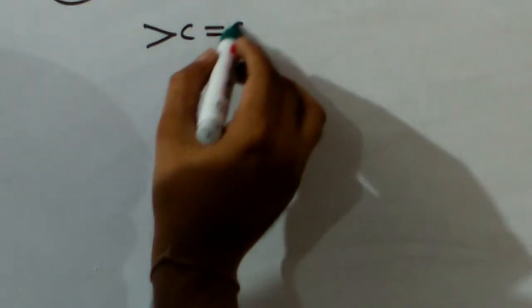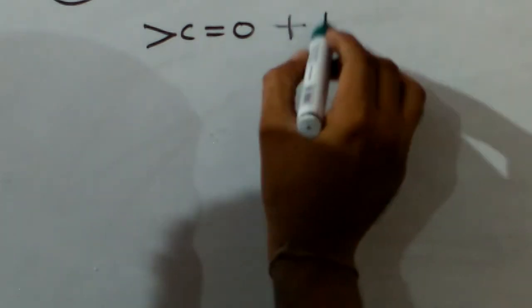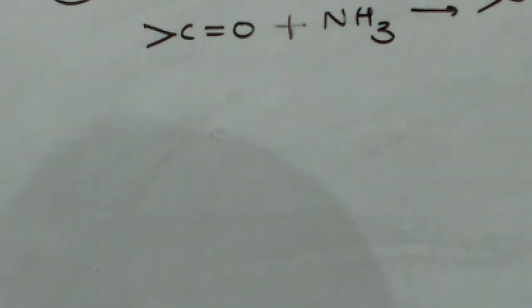The first one is reaction with ammonia. With ammonia, the product formed will be imine. Any aldehyde or ketone, when ammonia is added to it, water gets removed and the product formed will be C double bond NH plus H2O, and this product formed is known as imine.